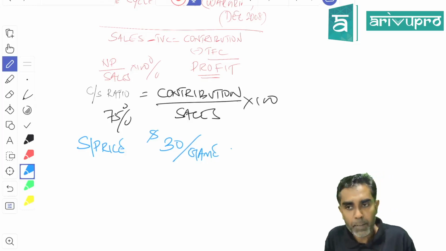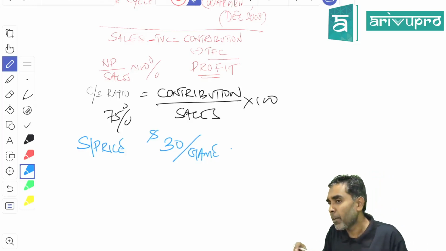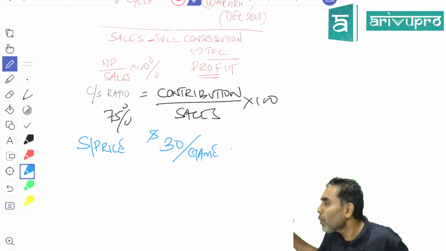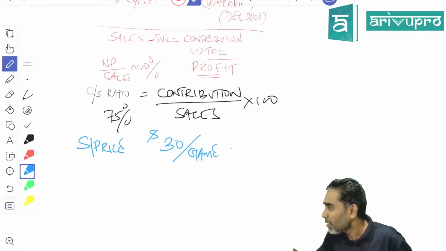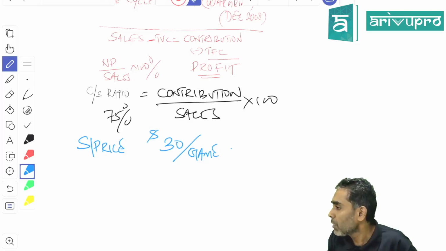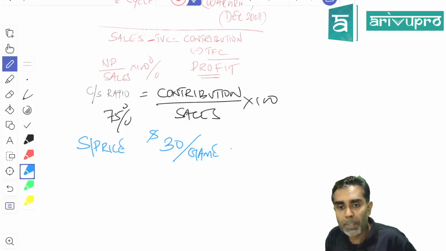$30 per game. Once again I'm telling you all, don't forget in management accounting, whenever you write down, don't put just 30. 30 for what? Cost, now that cost for what? Per hour or per unit, that should have been clearly indicated. Otherwise, you will be losing the marks in the exam. That should have been clearly specified.